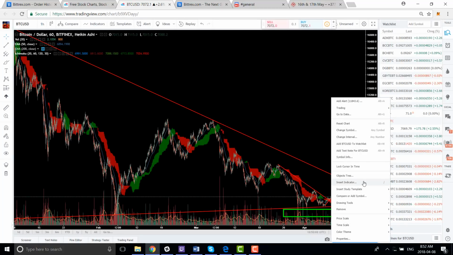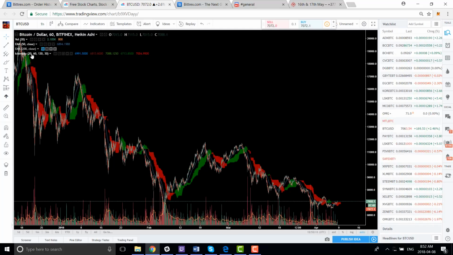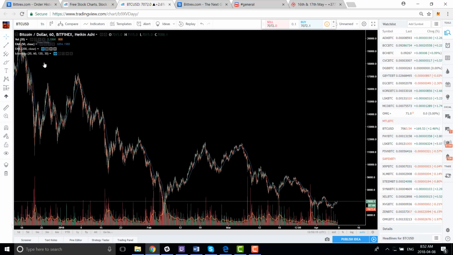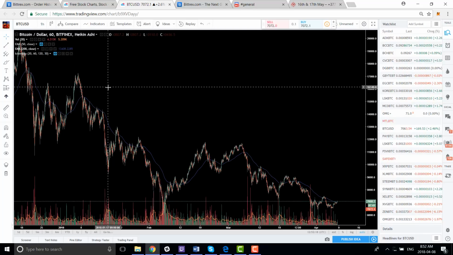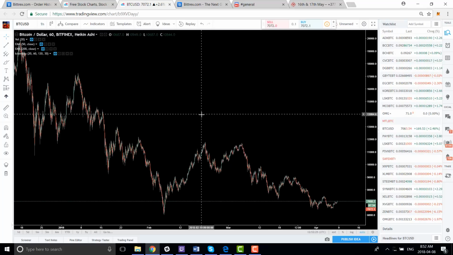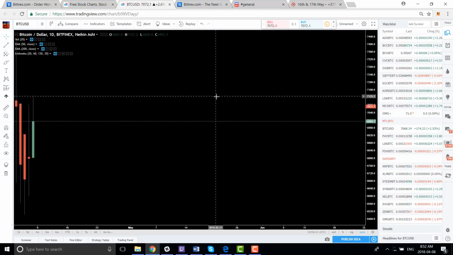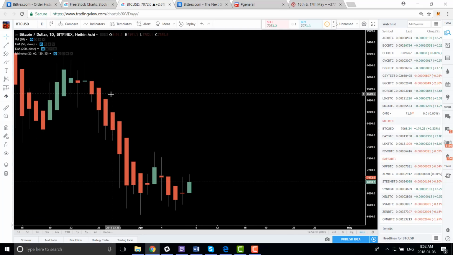Let's take away all drawing tools. Drawing tools, remove. And let's remove the Ichimoku cloud, the EMA, perfect. Okay, so this is Bitcoin. Let's go to the day. Since we're starting with support and resistance, I'll start with some candles as well.